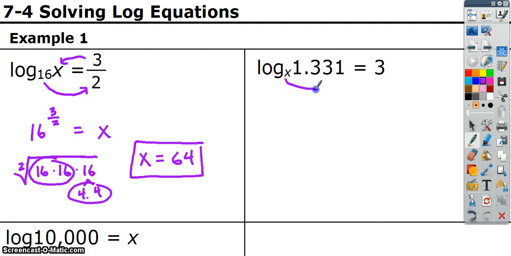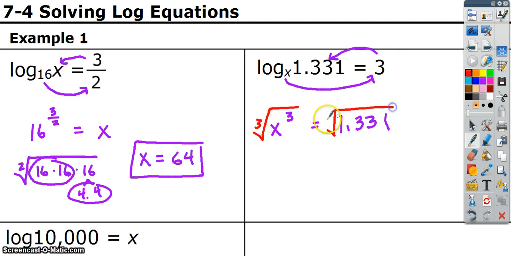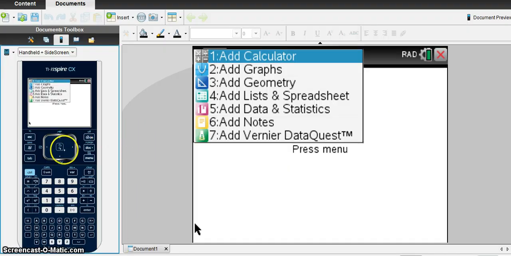All right, same thing here. Do our little reverse spiral. So x cubed equals 1.331. On this one, if we want to get rid of a cubed, we need to cube root. So x equals the cube root of 1.331. This one we probably want to use a calculator for.